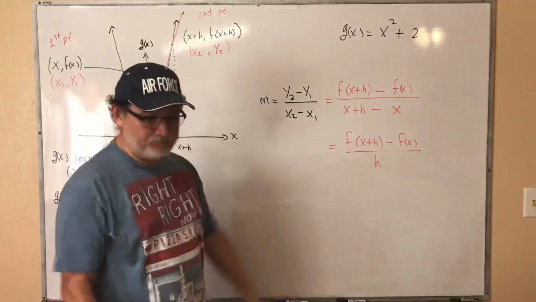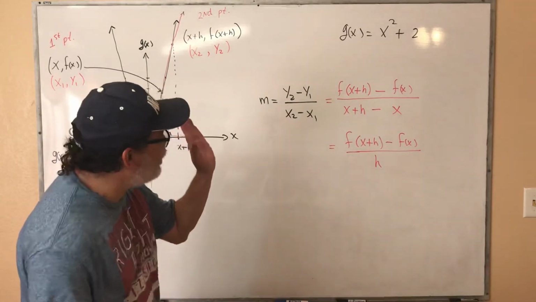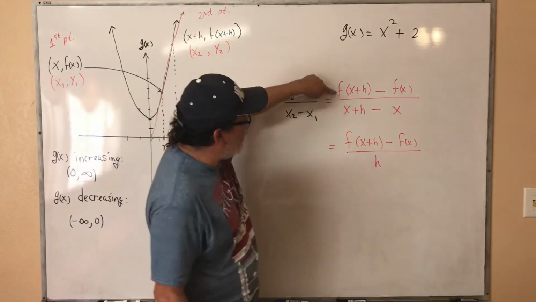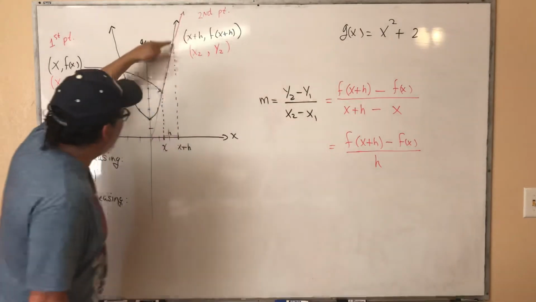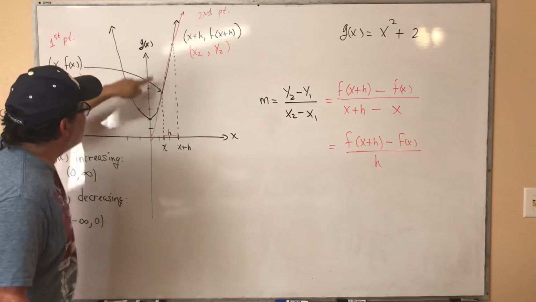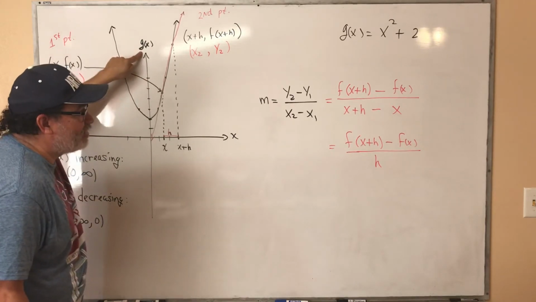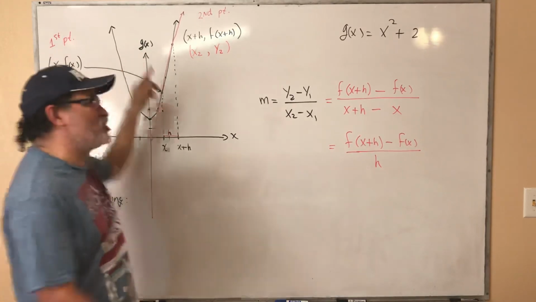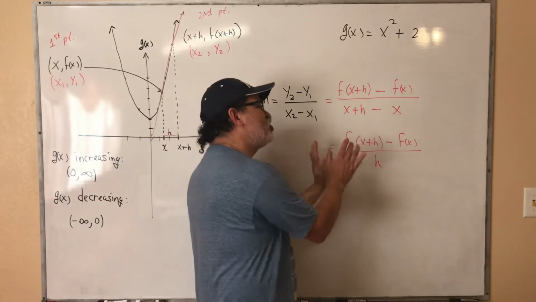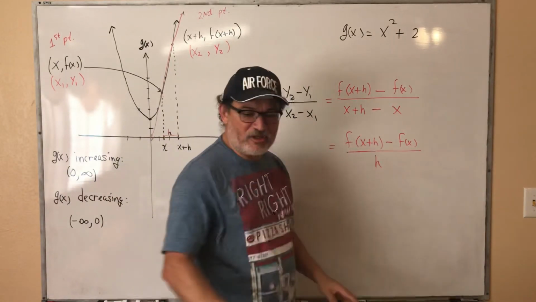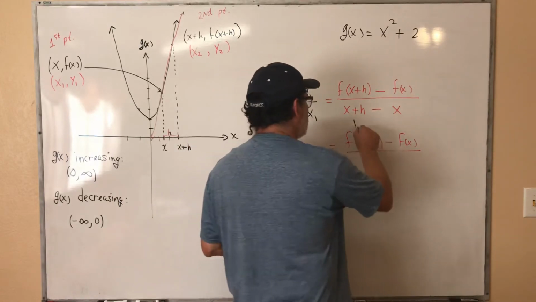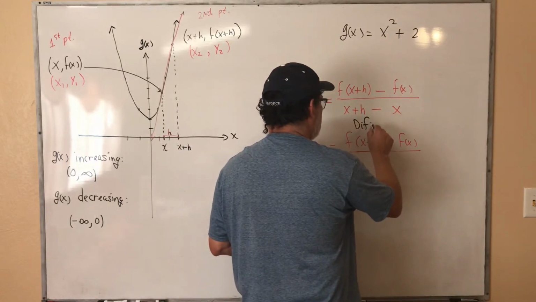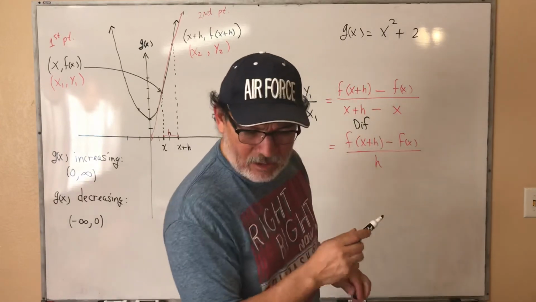That's what it is. By the way, I use F, but I should use G, because you see this graph? This graph is G. But this is just a general formula, okay? They call this the difference quotient. Difference. 2 F's, right? I think so. Yes.